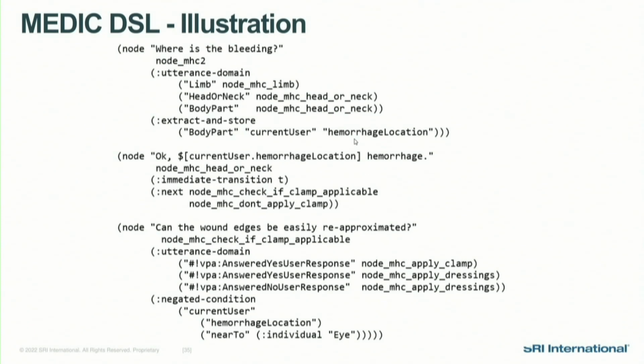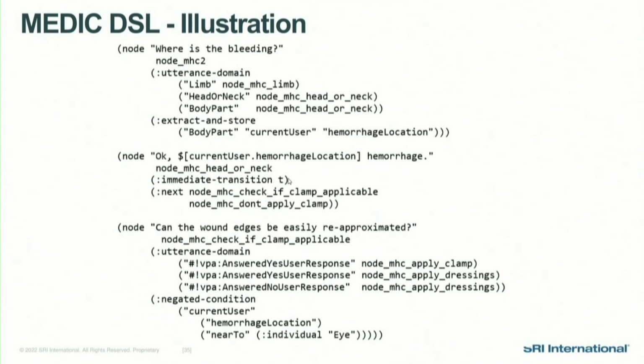Now that we have stored away the face hemorrhage location on the current user A box individual, we can transition into the successor node, right? And all that successor node does is it uses an NLG template that peeks into the A box using path expressions here to retrieve the hemorrhage location, and it simply confirms the recognized hemorrhage location, right? So it then says, okay, face hemorrhage, right? Using the path expression into the A box individual.